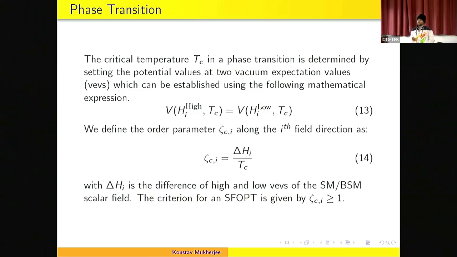So the critical temperature is calculated using the condition that V at H high, that means the wave at high phase. High phase means before the transition, the value of the wave, comma Tc, and V at H low, comma Tc. So we define another quantity, which is the order parameter, which is the difference of the waves at high and low temperatures divided by the critical temperature. If this quantity is greater than or equal to 1, we say that the phase transition is strong along that particular field direction. Otherwise, we say that the transition is weak.